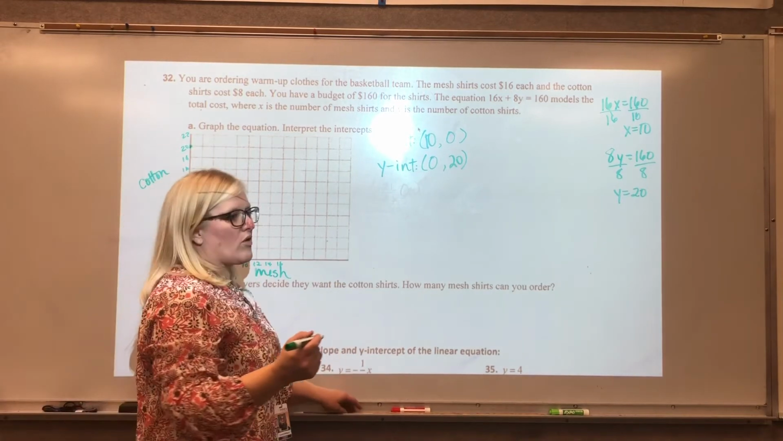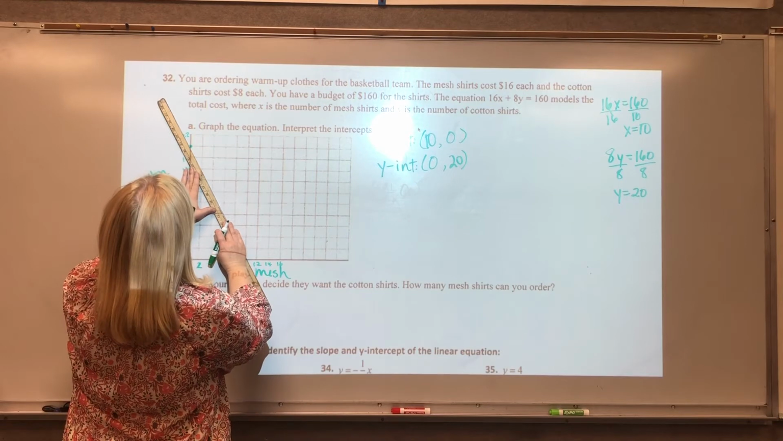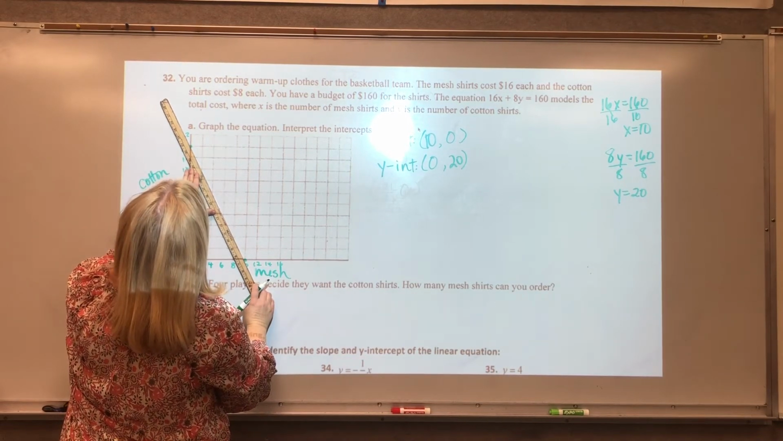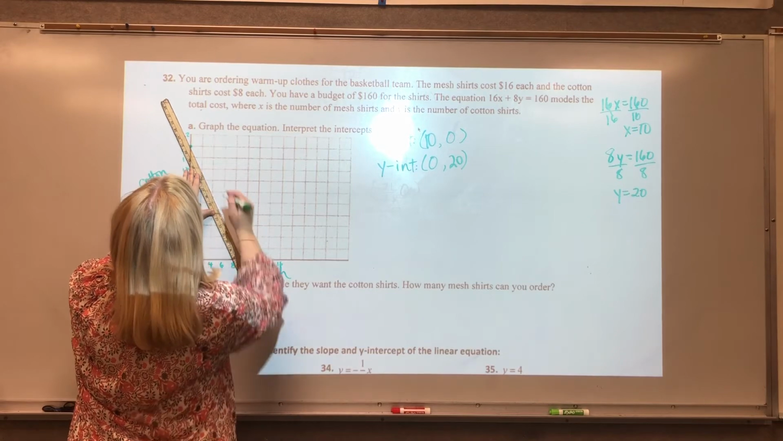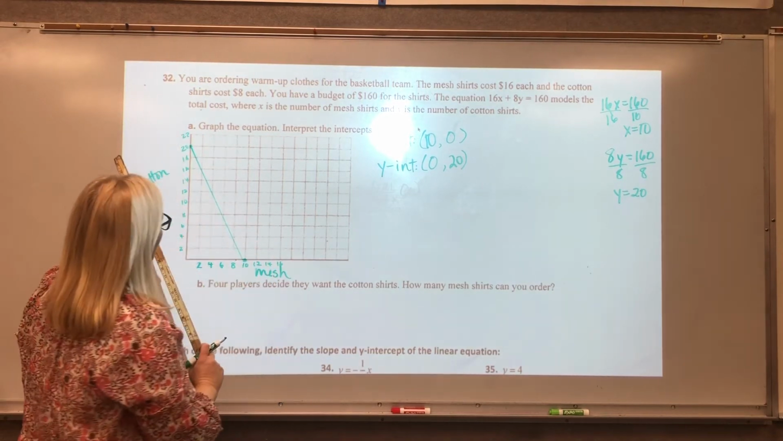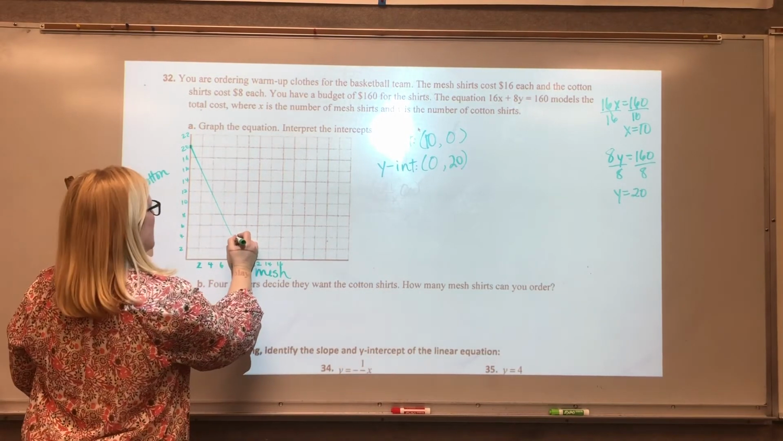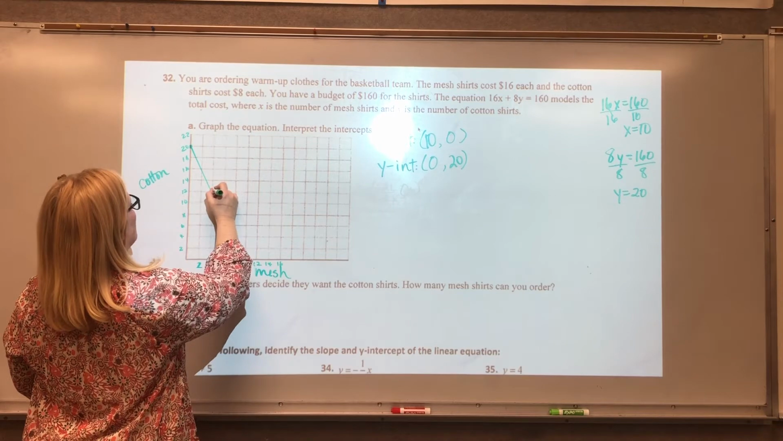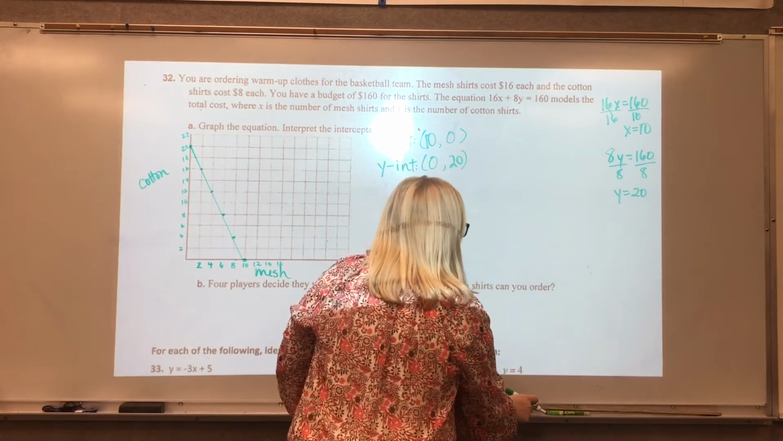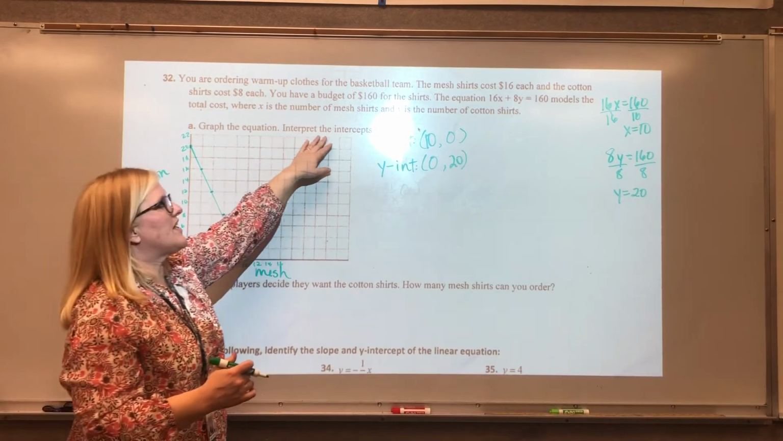And this is important that we get the line just right, because we need to see where it's going to cross in different places. So right here, more or less, sort of. It's supposed to cross here, and here, and here, and here. Okay, so what do these intercepts mean? Graph the equation, interpret the intercepts.